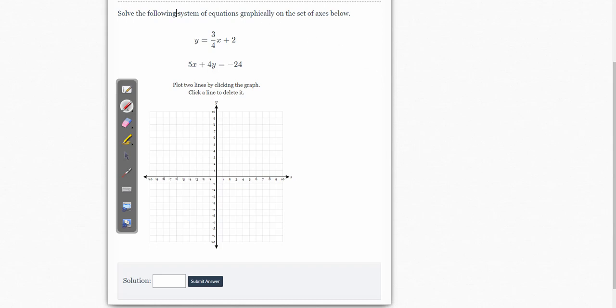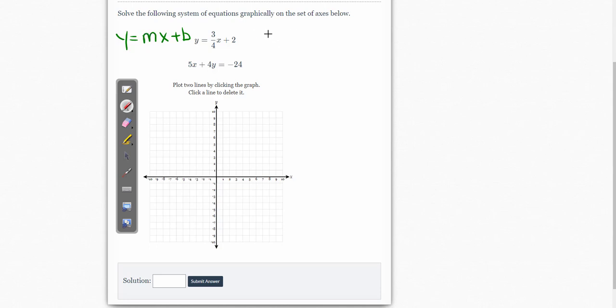Question 2. Solve the following system of equations graphically on the set of axes below. So, reminder, slope-intercept form is y equals mx plus b. The letter b is our y-intercept, and that's found to the right of x. Typically, there's going to be an add or subtract there.